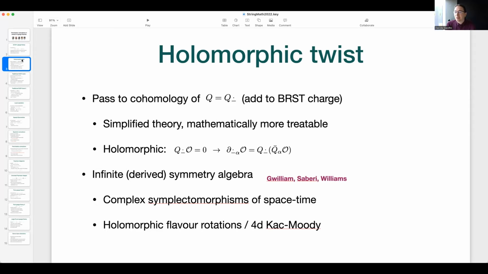And so the presence of this extended symmetry is what essentially makes me hope that holomorphic theories, the holomorphic twist of four-dimensional N=1 theories, could lead to important new developments, and motivated our work over the last year.